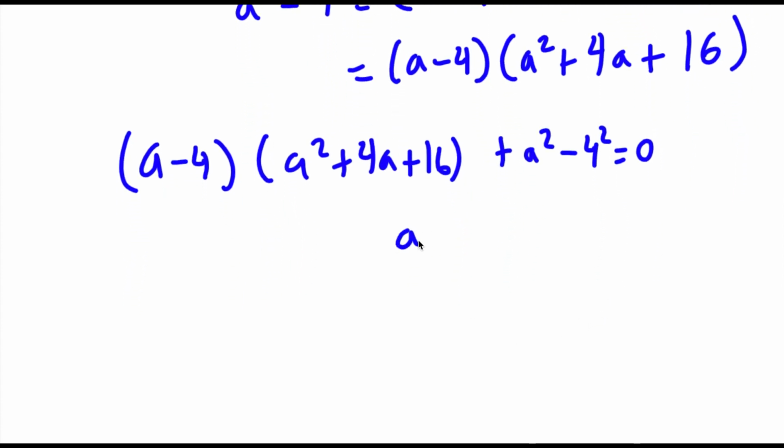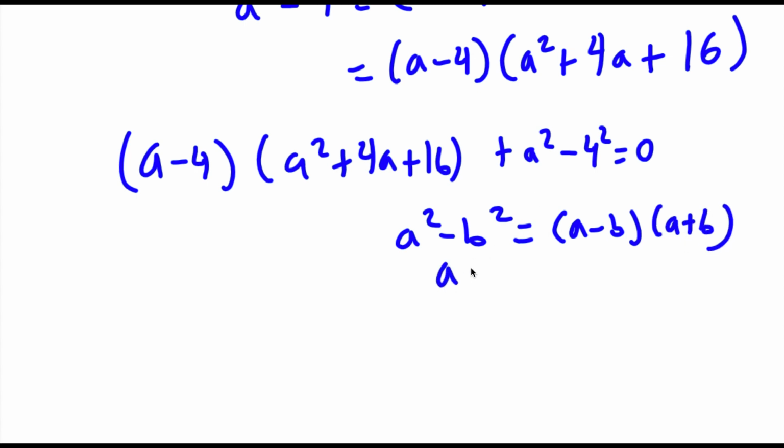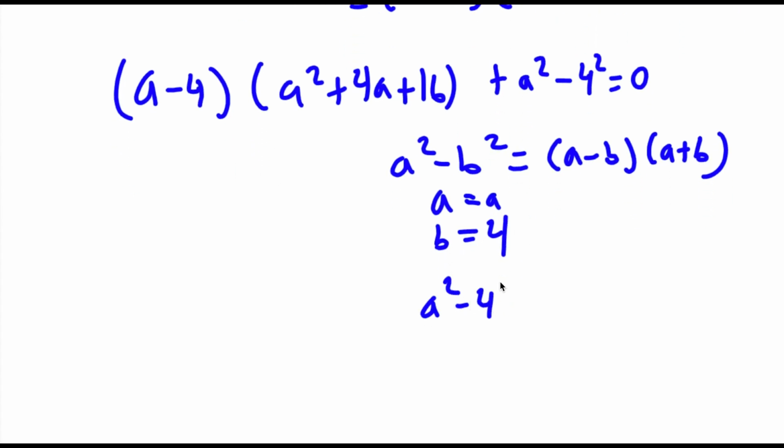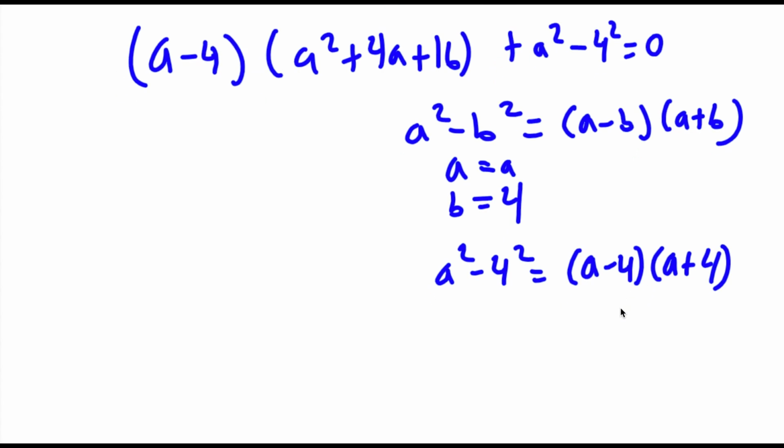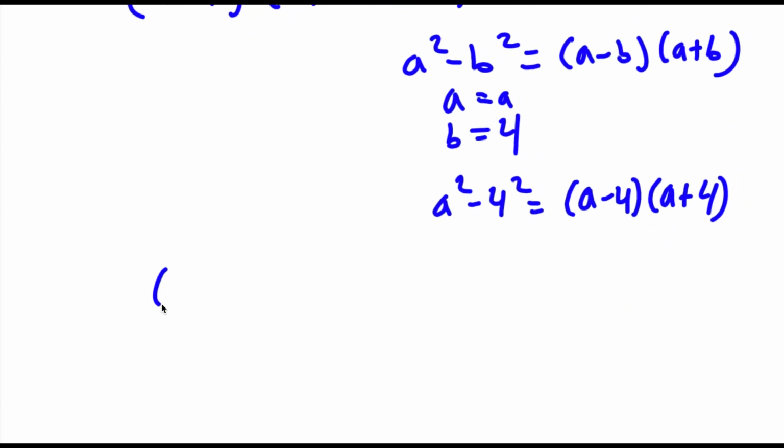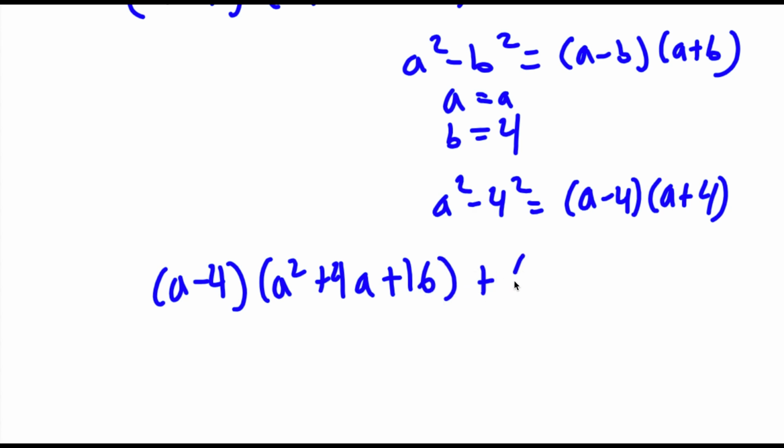Now, if I have something in the form a squared minus b squared, this is equal to a minus b times a plus b. So in this case, a is equal to a, and b is equal to 4. So a squared minus 4 squared, this would equal a minus 4 times a plus 4. So now I have a minus 4 times a squared plus 4a plus 16 plus a minus 4 times a plus 4 is equal to 0.